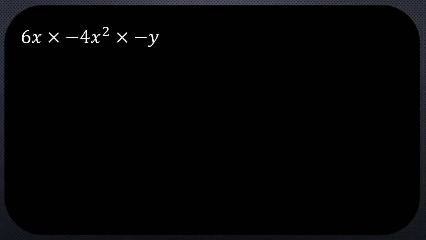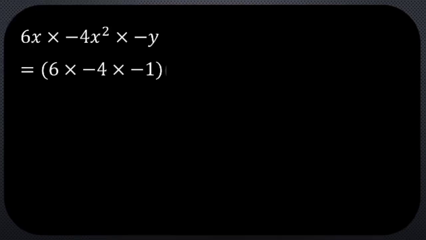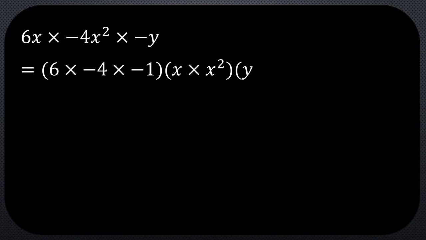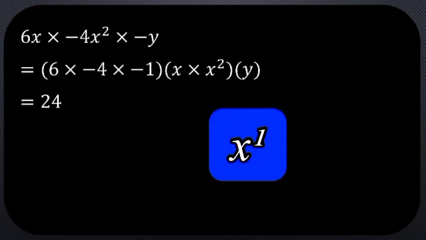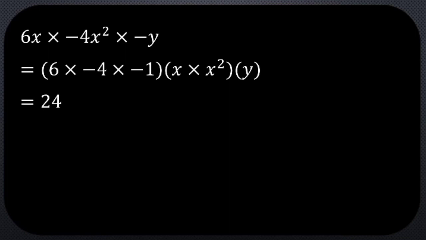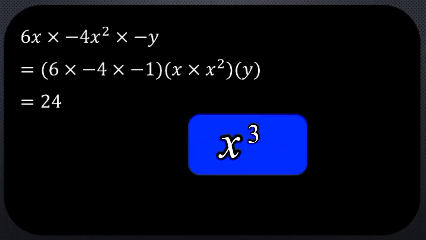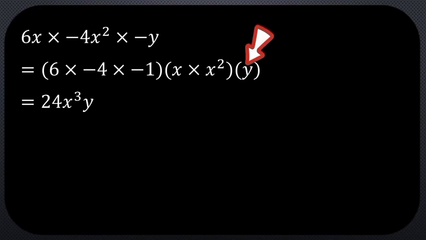To solve this example, let's consider the coefficients first. Now we focus on the x variables. Next, we concentrate on the y variable. Positive 6 times negative 4 is negative 24. Negative 24 times negative 1 is positive 24. X and x exponent 2 has the same base, x. X is the same as x exponent 1. Since x and x squared are multiplying, we add their exponents. 1 plus 2 is 3, so we get x cubed times y.